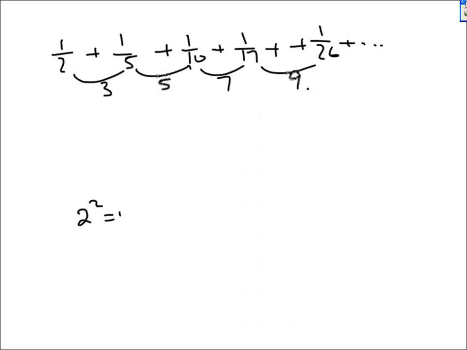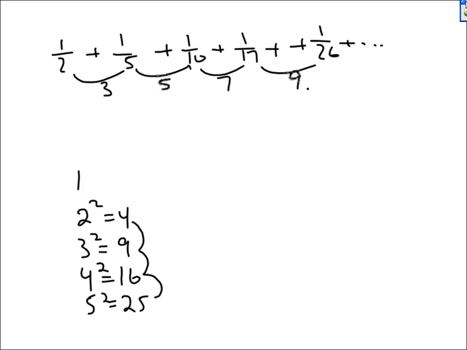2 squared is 4, 3 squared is 9, 4 squared is 16, 5 squared is 25. 5, 7, 9. And 1 squared is 1, 3, 3, 5, 7, and 9. That's just what we have. These are exponents. You need to see that pattern. 3, 5, 7, 9. Those come from squares.